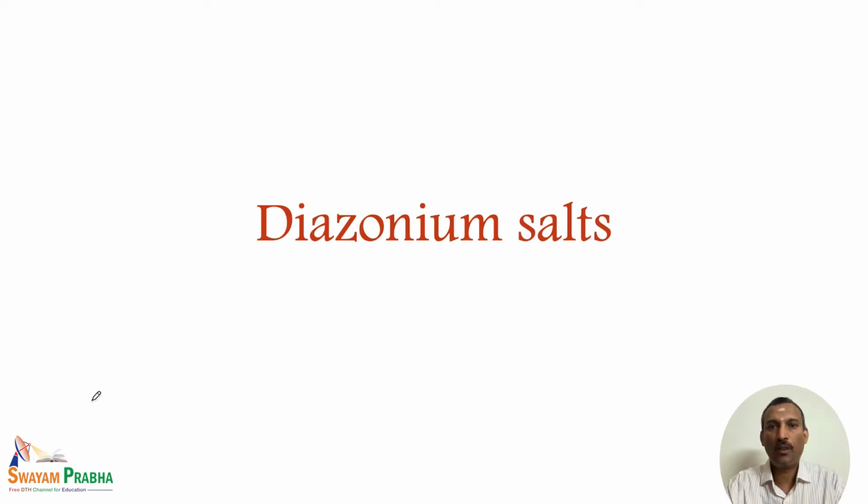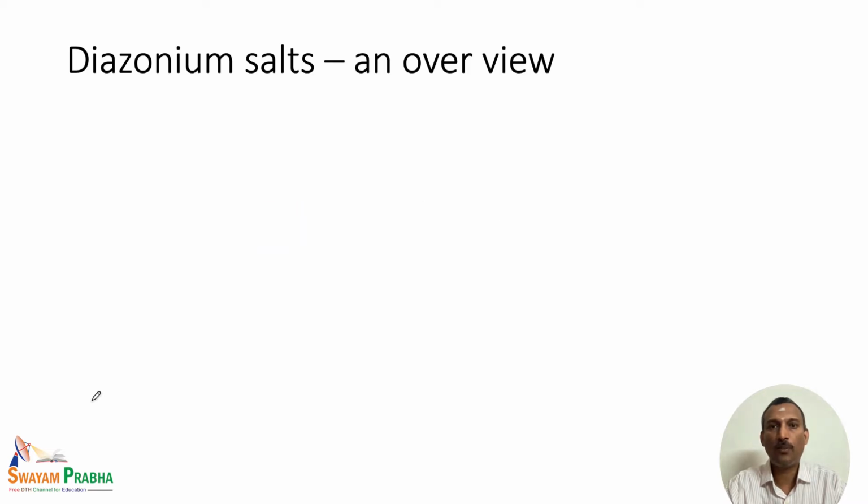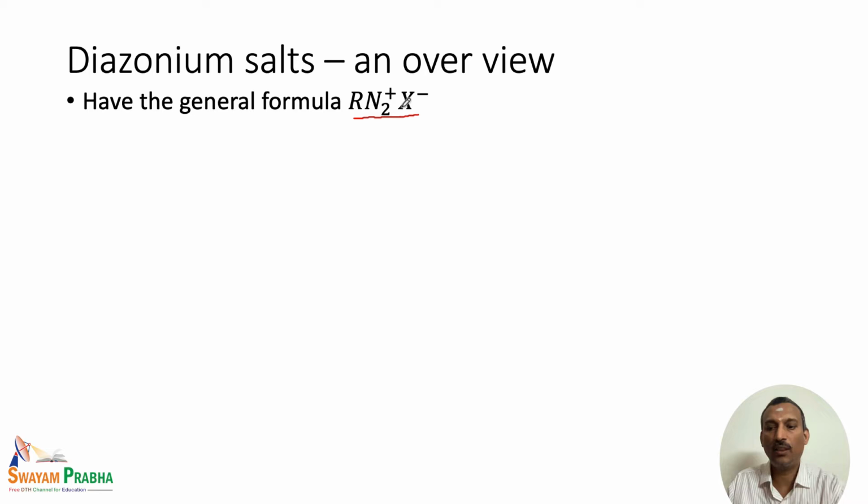Welcome to the next session. In this session, we will be looking at diazonium salts. Let us have a brief overview about diazonium salts. The diazonium salts have a general formula RN2+ X-. So, this is the general formula for diazonium compounds.